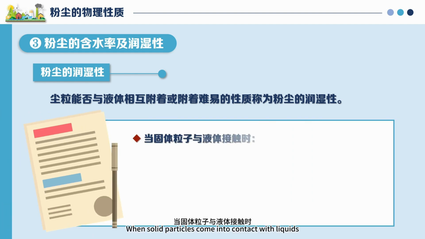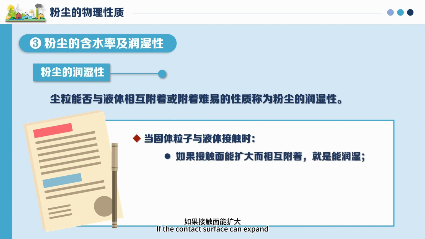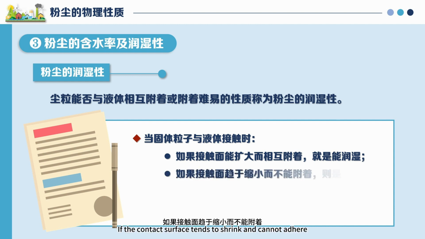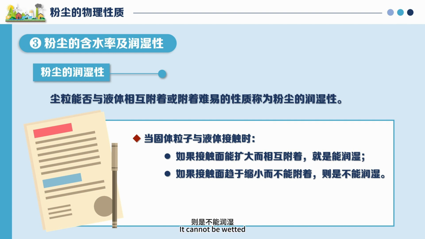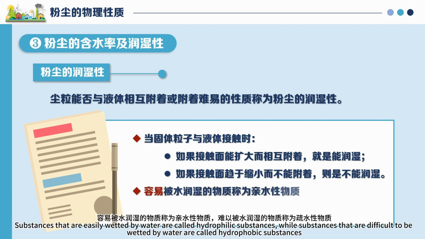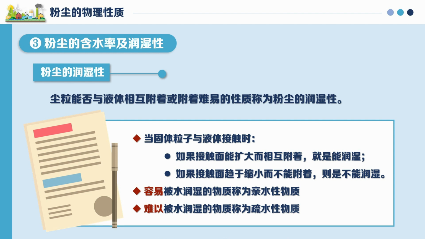When solid particles come into contact with liquids, if the contact surface can expand and attach to each other, it can moisten. If the contact surface tends to shrink and cannot adhere, it cannot be wetted. Substances that are easily wetted by water are called hydrophilic substances, while substances that are difficult to be wetted by water are called hydrophobic substances.